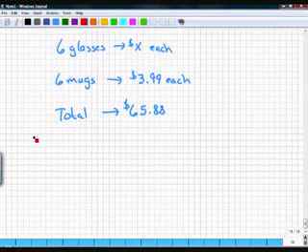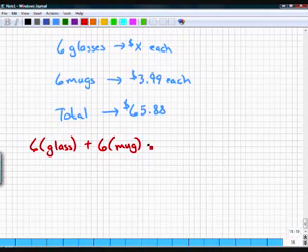So again, you do 6 times the price of each glass, and you do 6 times the price of each mug. And what would you do with those values? You would add them together, and what would it equal? Well, it would equal the total, would it not? Does everybody understand that? An equation is a process. 6 times the price of each glass plus 6 times the price of each mug is going to equal the total price. Plug in what you don't know and what you do know. Do we know the price of each glass?